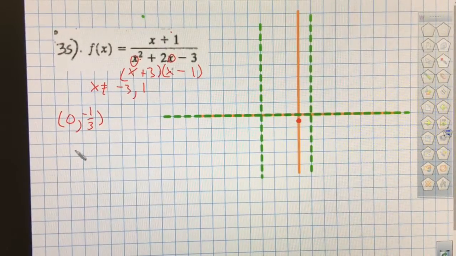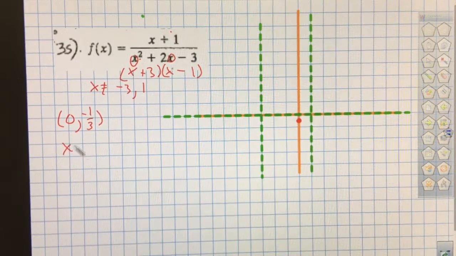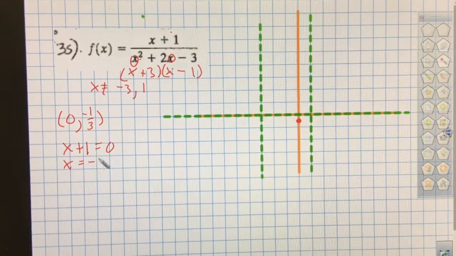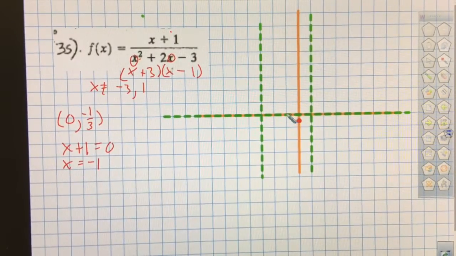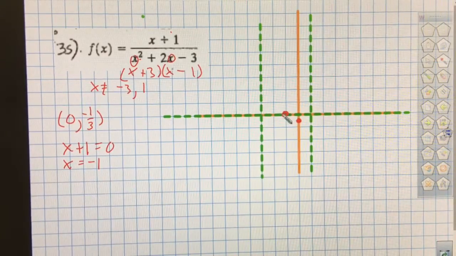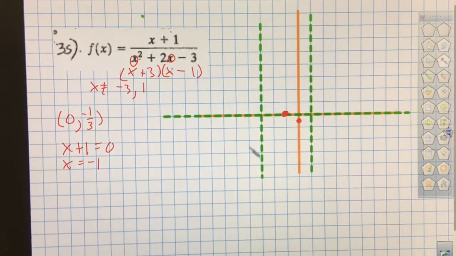Then I set the top equal to 0 to find the x-intercept. So it's going to give me x plus 1 equals 0. X equals negative 1 is the x-intercept. So at negative 1, is the x-intercept. There's another intercept. Yes, there's allowed to be an intercept on the asymptote. So I have my two intercepts.